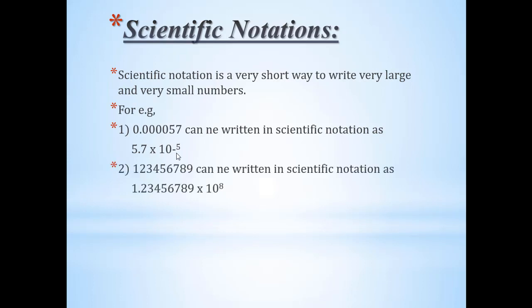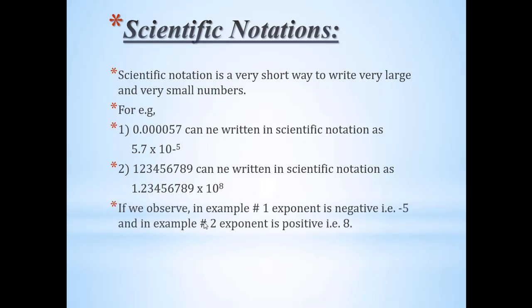Number 2. Here we have a value with 9 digits: 1, 2, 3, 4, 5, 6, 7, 8 and 9, and it can be written in scientific notation as 1.2345678 times 10 raised to the power of 8. If you observe, in example number 1 the exponent is negative, that is minus 5, and in example number 2 the exponent is positive, that is 8. So now we are going to learn when the exponent will be positive and when negative.